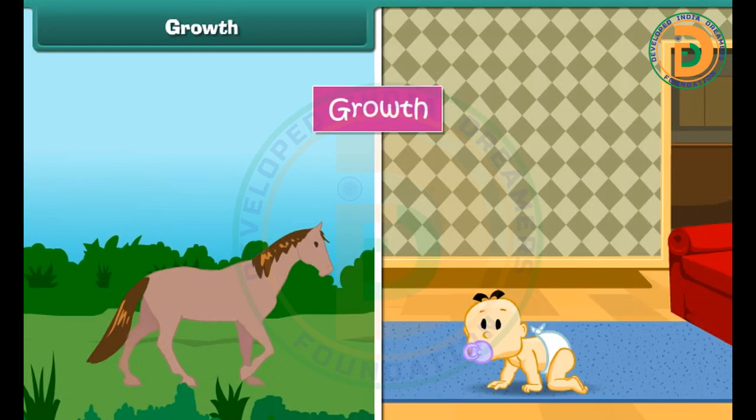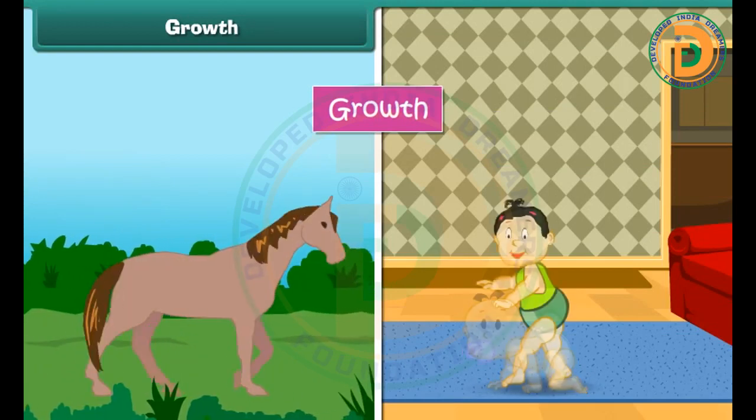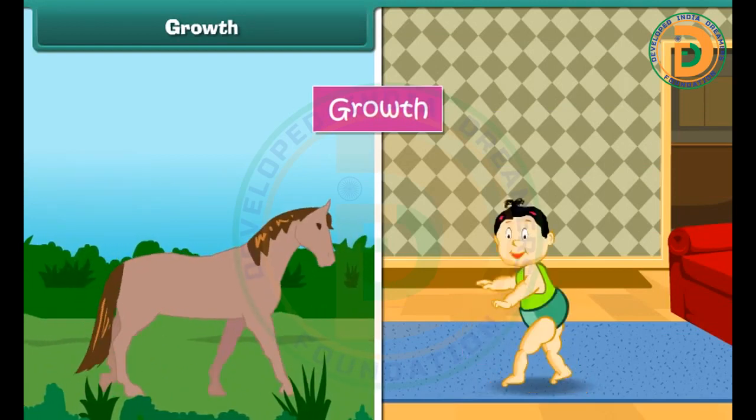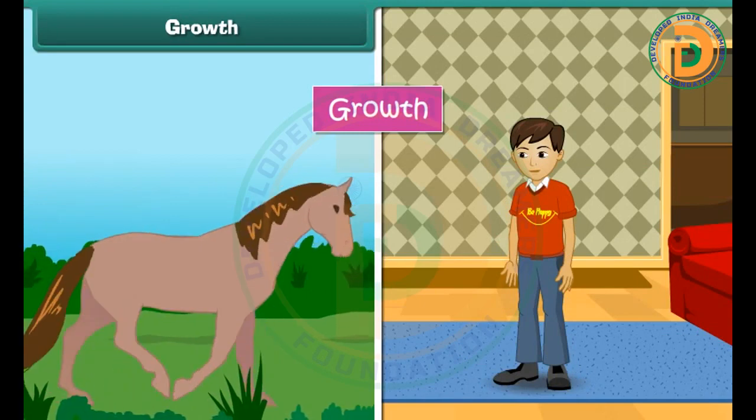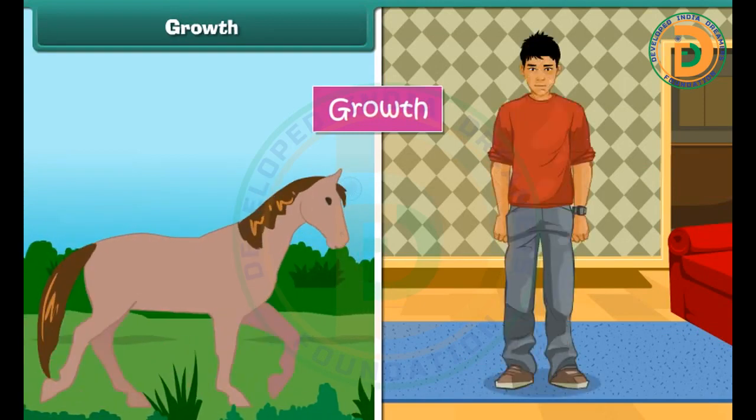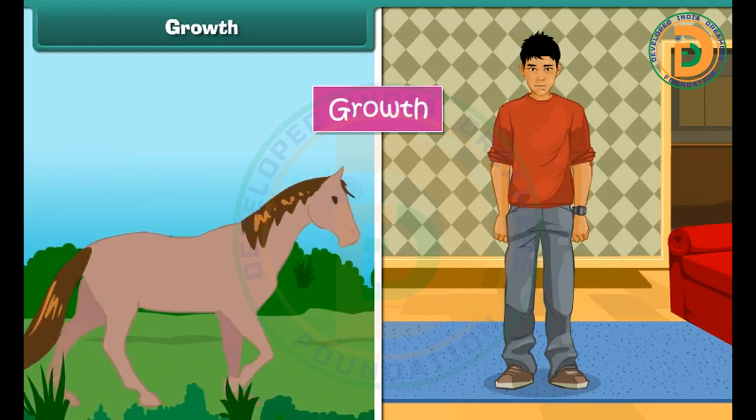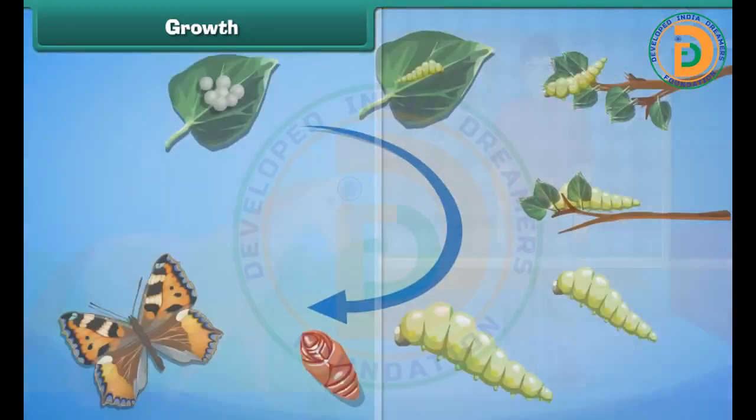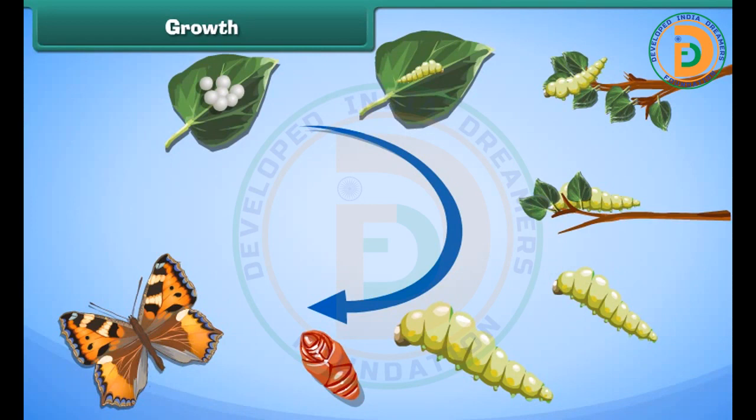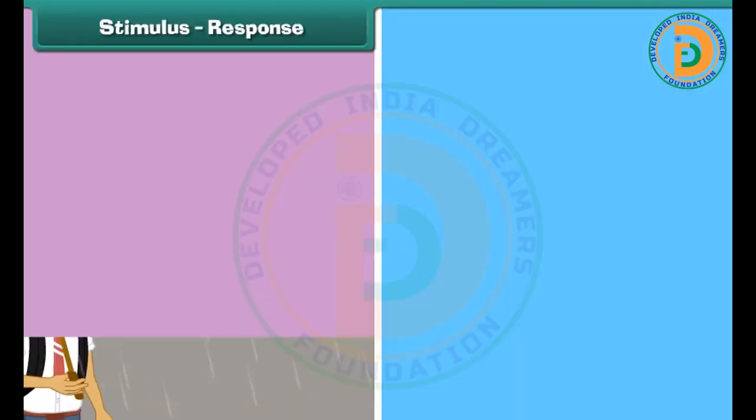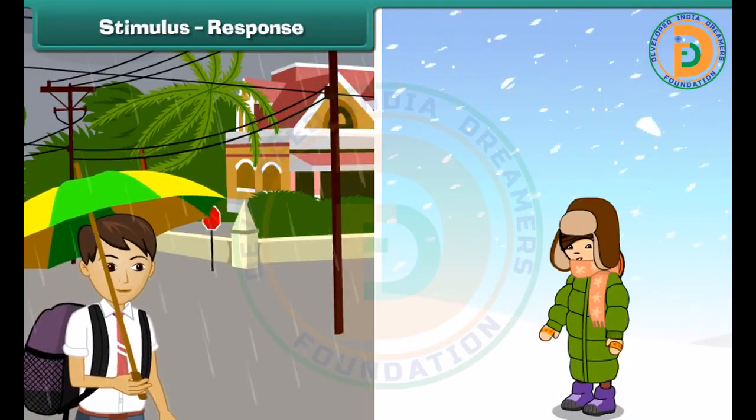Growth. All living things grow with time. Some living things grow bigger and larger with time. For example, horses, human beings, etc. Some living things change their form with time. For example, butterflies, etc.